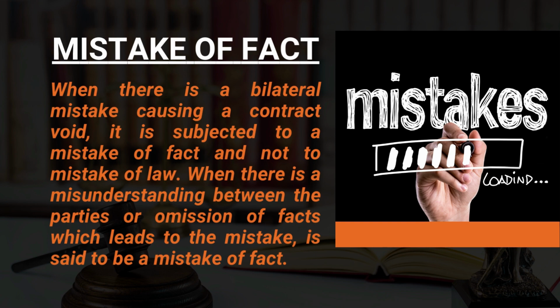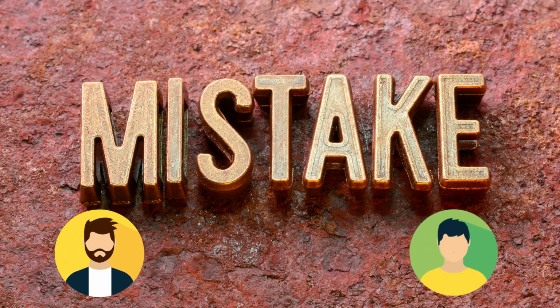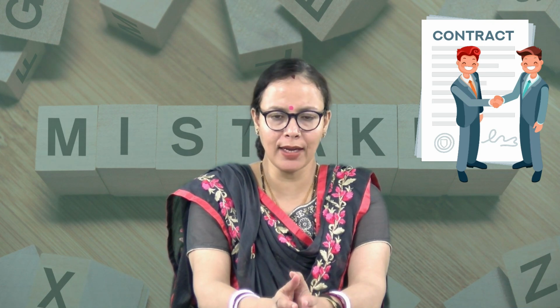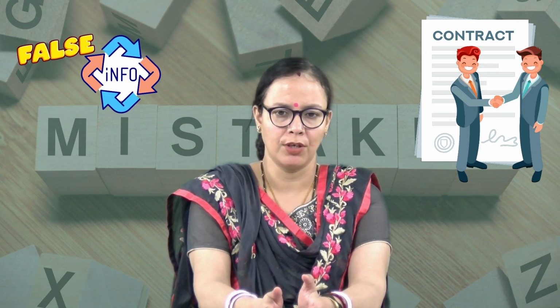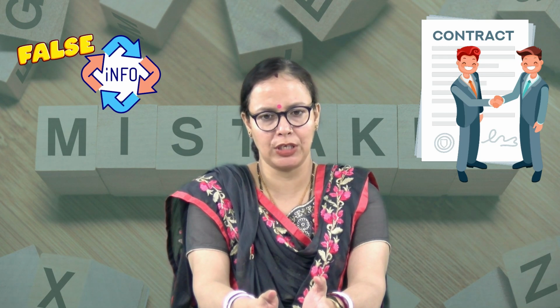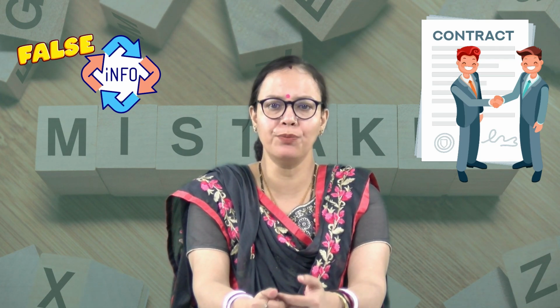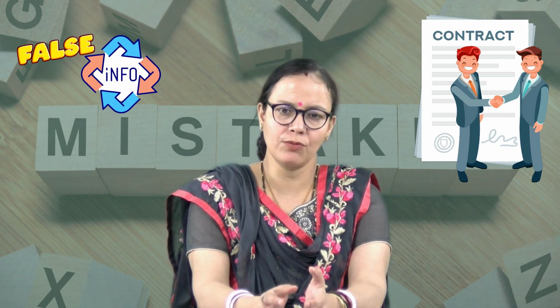So bilateral is when both parties are at mistake. So very important, where both parties who are entering into a contract are entering with a wrong information, with the omission of information, and that leads to mistake, then this is mistake of effect and not a mistake of law.